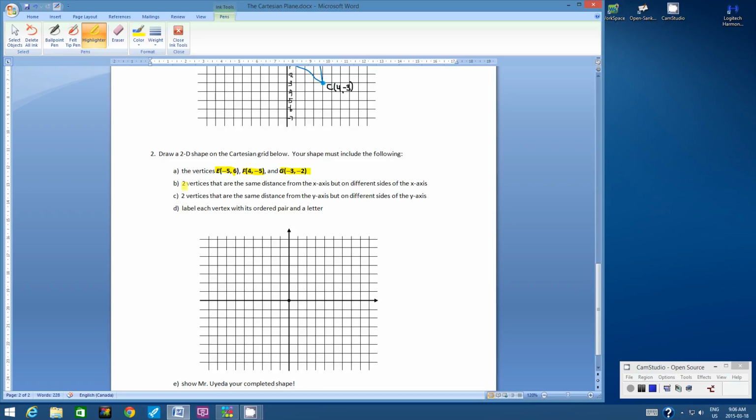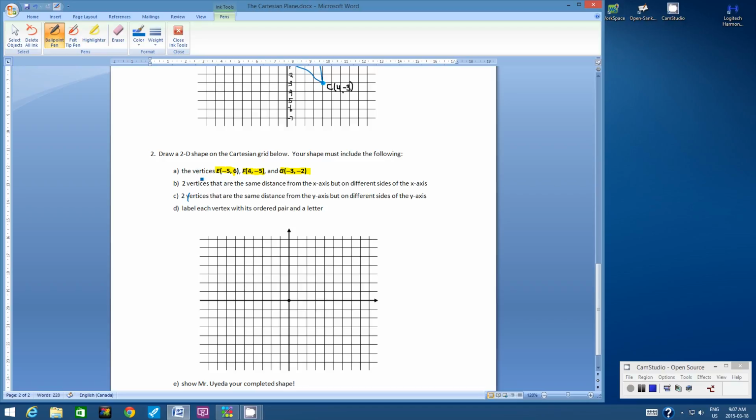Here's the next part. Question B, or part B. 2 vertices that are the same distance from the x-axis, but on different sides of the x-axis. So let me explain what that means. So if I pick a random point right here, which I'm going to erase in a minute, it is 2 spaces away from the x-axis. Now if I place another point down here, this point is also 2 spaces away from the x-axis, and they are on opposite sides or different sides of the x-axis. So I hope that makes a little bit more sense for you.